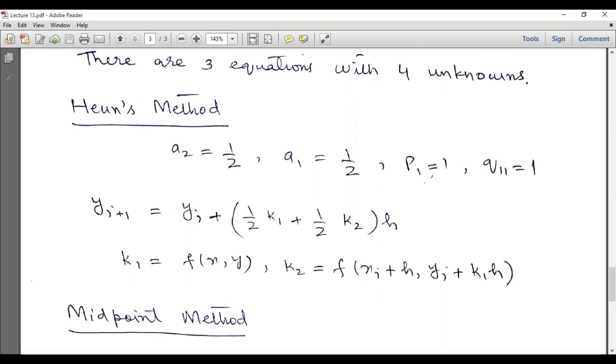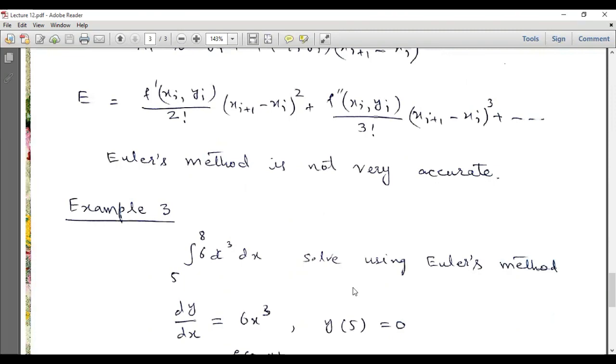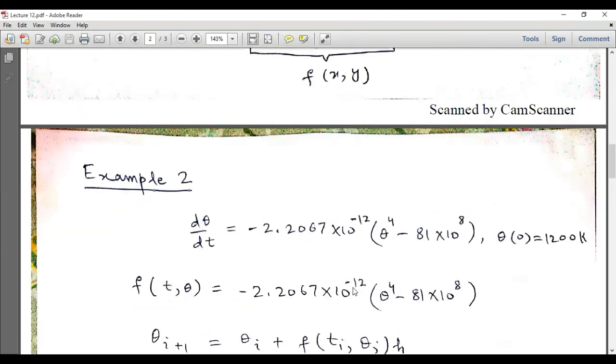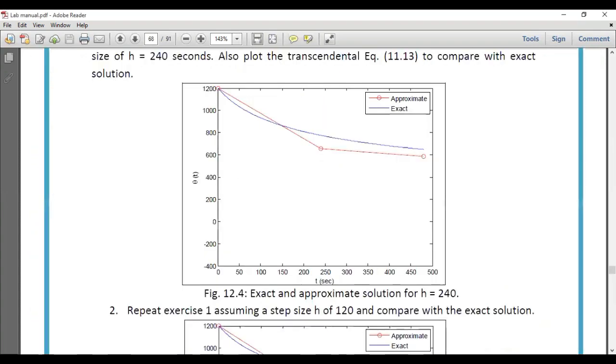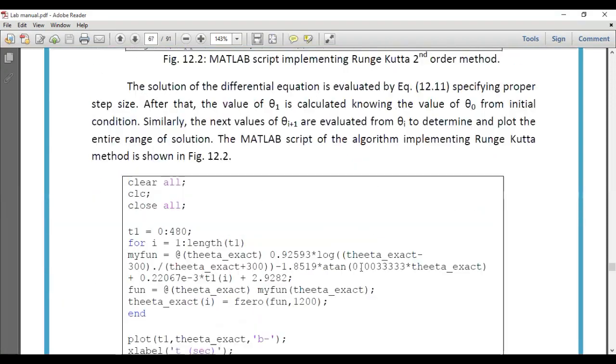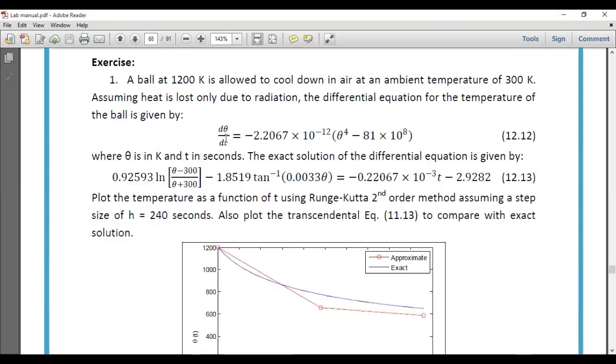So I will be solving this differential equation which I discussed with you in the previous lecture, d theta by dt. This is our f of theta, and this is our initial condition. And this is a complicated differential equation, and the exact solution of this differential equation is written over here. So this is our original differential equation, and the exact analytical solution of this differential equation is given in this equation, right? So this is the exact solution.